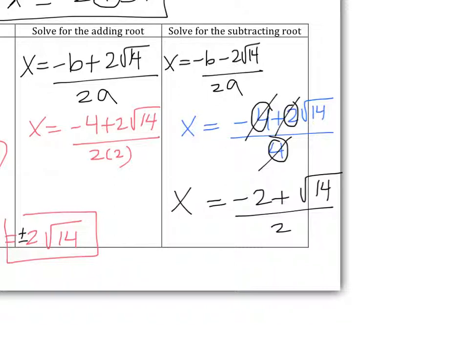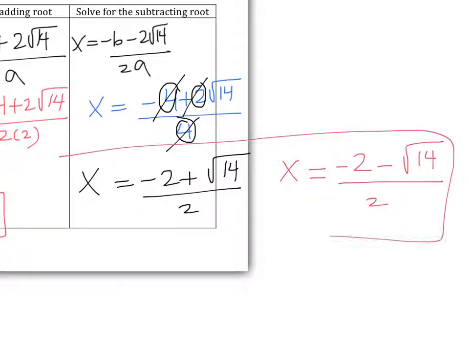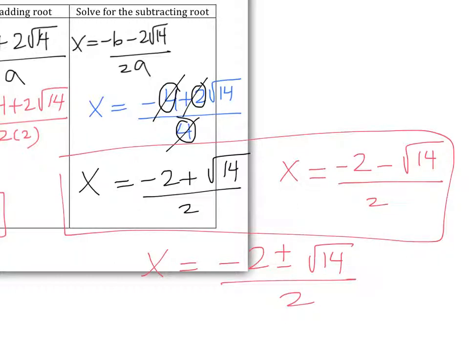Now since this is an irrational function, and I know one of them, I directly know that the other one is going to be exactly the same, but instead of plus square root of 14, it's going to be negative square root of 14. So this would be my 2 answers. So you can simply write it as x equals negative 2 plus or minus square root of 14 over 2. Now let's move on.